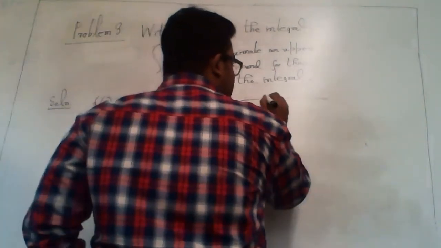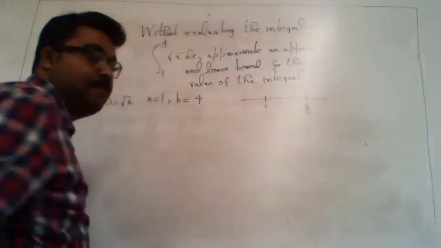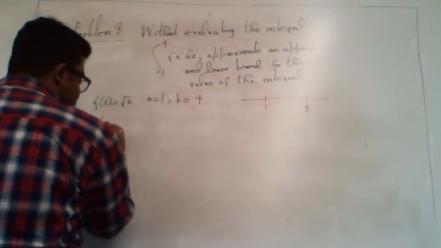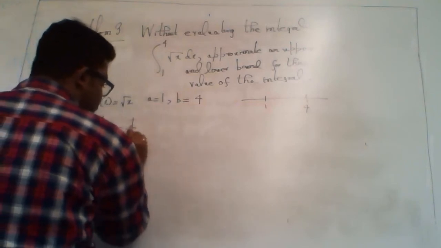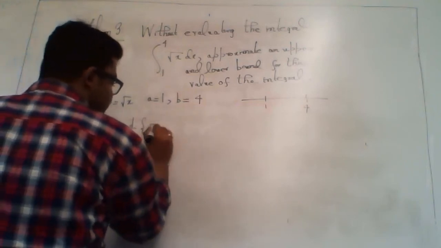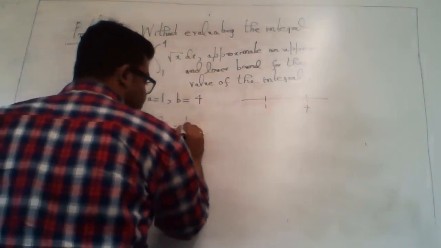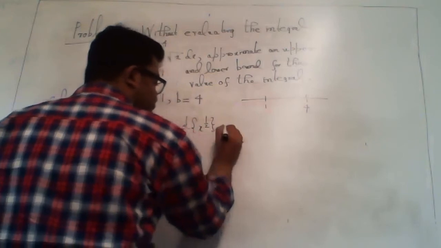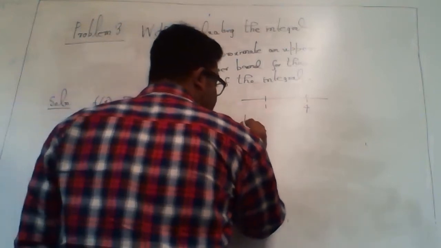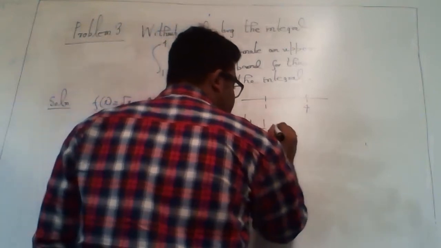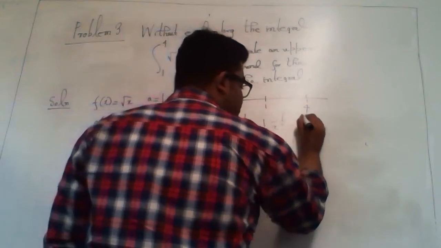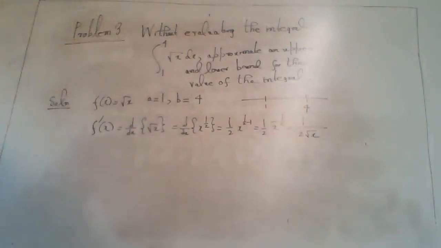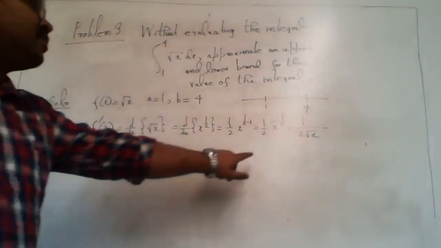For this, I first compute the derivative of the function f(x). So f prime x is what? This is d/dx of square root of x. Square root of x means x to the power half, so by the power rule it will be half x to the power half minus 1. So half x to the power minus half, that is 1 by 2 square root of x. So f prime x is 1 by 2 square root of x.